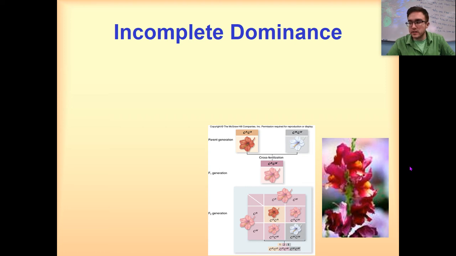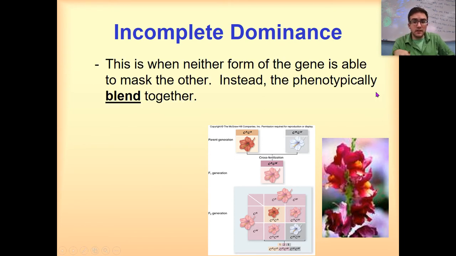Back to Honors Biology. So today we're going to be working through incomplete and codominance problems. So let's start with incomplete dominance. Incomplete dominance is where neither form of the gene, so neither allele, is able to mask the other.